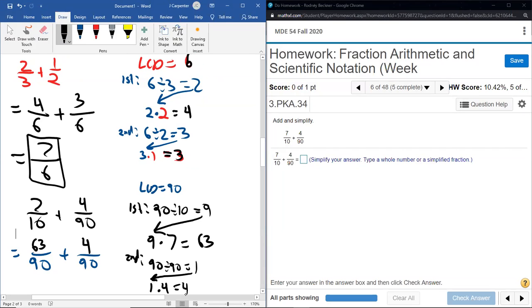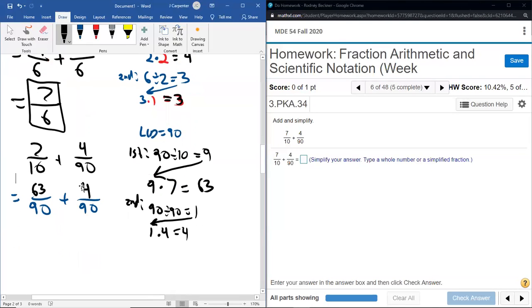So that first pizza was sliced 10 ways originally, and now we got to slice it 90 ways. That sounds cumbersome. Please don't try and do that. I can't imagine how skinny those slices are going to be. But the second pizza was already sliced 90 ways, so we don't need to reslice it. All right, so 63 plus 4 is 67, and then that's over 90.